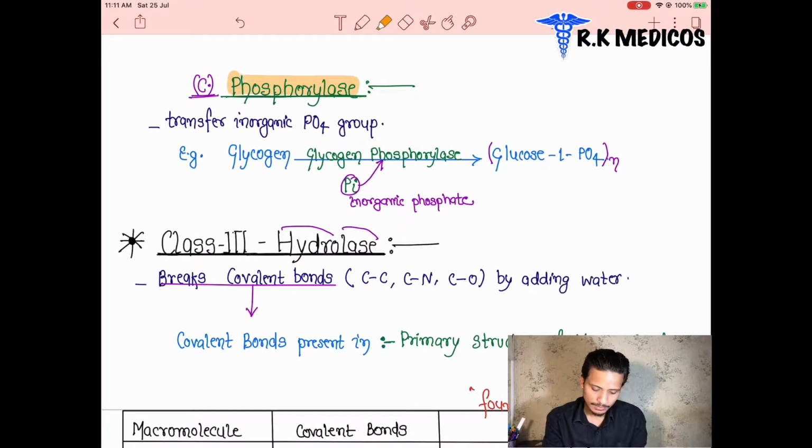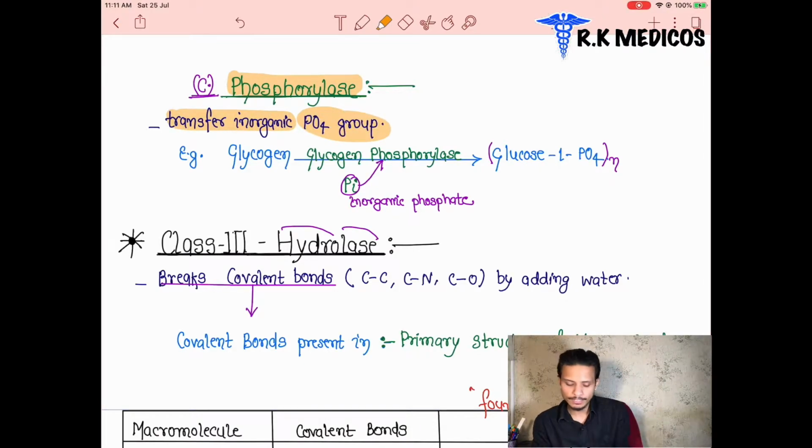There is a third subclass inside the second class, that is the phosphorylase. There is a transfer of inorganic phosphate, not organic. Now we are going to see this inorganic phosphate attach when there is glycogen. Glycogen is going to break. The breakdown of glycogen is done by the glycogen phosphorylase enzyme. Synthesis is done by glycogen synthetase. The glycogen phosphorylase breaks down this glycogen, and basically produces glucose.